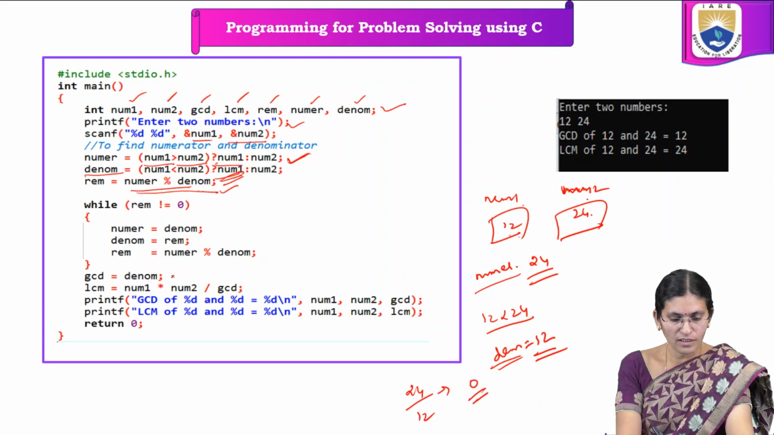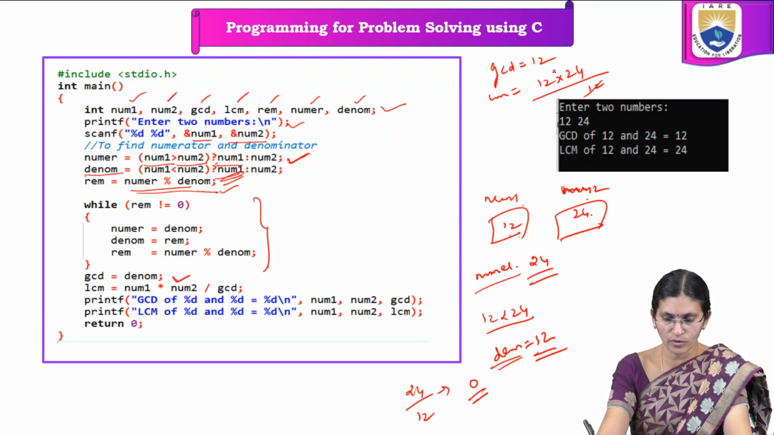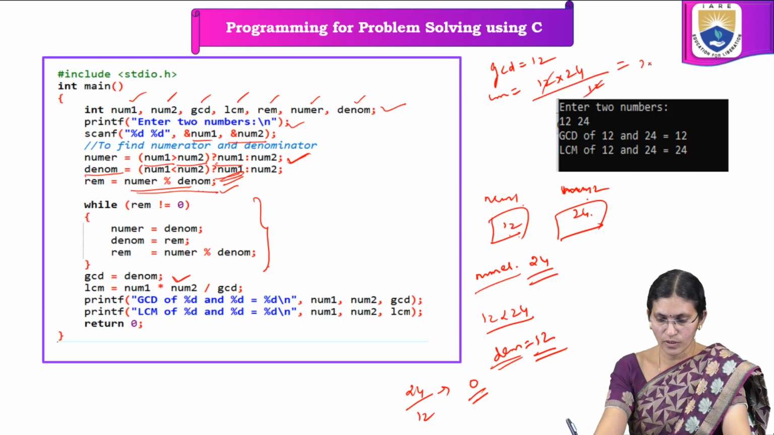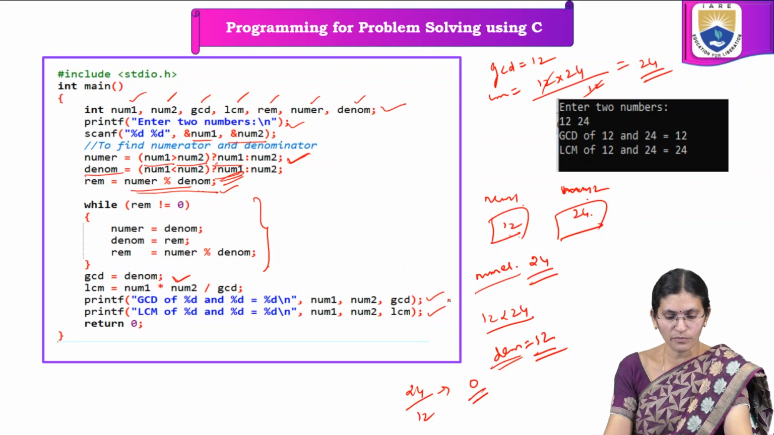After that it will not enter this while loop, so it will go to this condition. GCD will be equal to the denominator, whatever the denominator is, and LCM is equal to num1 into num2, that is 12 into 24, divided by GCD. GCD is equal to 12, so LCM is equal to 24.